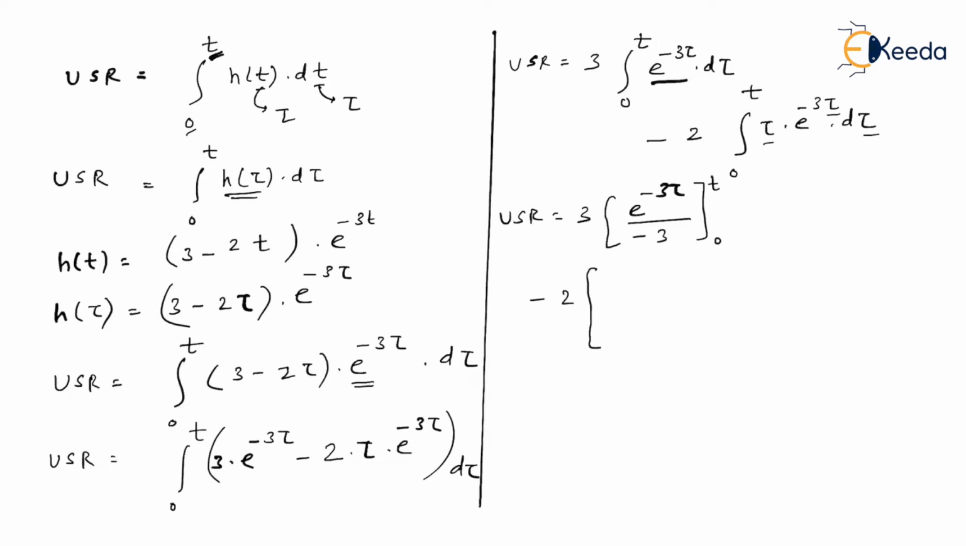So how do we solve integration by parts? Very simple. I'll keep this tau as it is, and I'll take the integration of this term. It becomes e to the power minus 3 tau upon minus 3. Am I right? Minus. Then we take the derivative of this tau. It becomes 1. And again, we are going to reintegrate the same term.